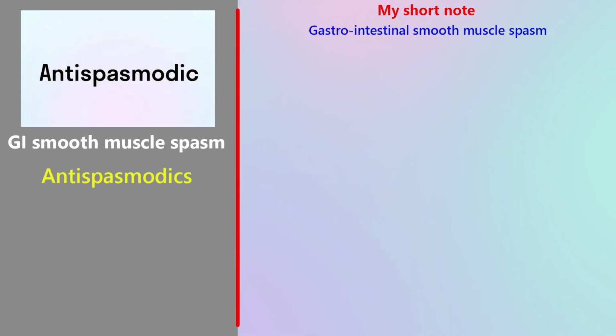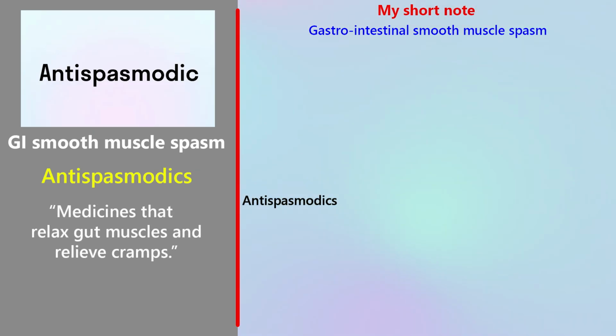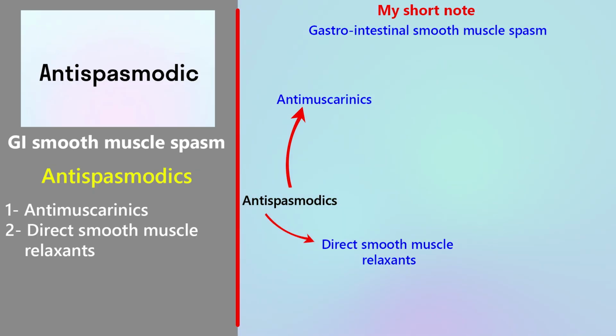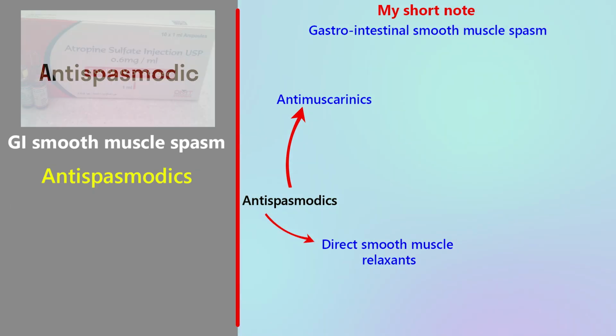When we talk about gastrointestinal smooth muscle spasm, the main treatment that comes to mind is antispasmodics. Now let's understand them step by step. Antispasmodics are medicines used to relax the muscles of the GI tract and reduce cramping. BNF divides them into two main groups. 1. Antimuscarinics. 2. Direct smooth muscle relaxants. Let's break each one simply.